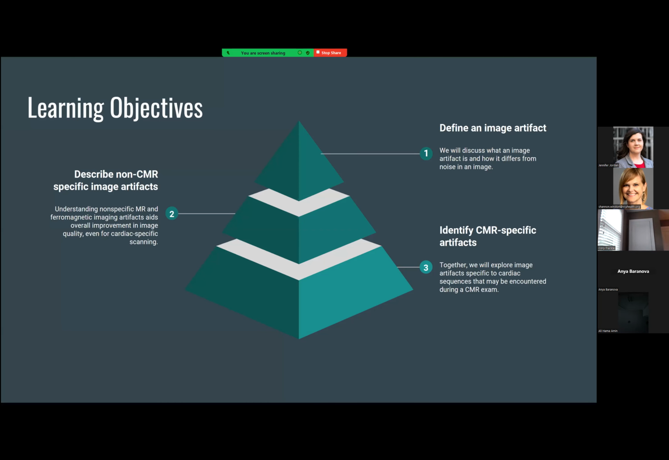So here are our learning objectives for today. We're going to start with, first off, just defining an image artifact, and then I'll describe some CMR artifacts as well as non-CMR artifacts that we come across too, because we often do scouts or investigations of other areas. So just understanding some general artifacts is also important.